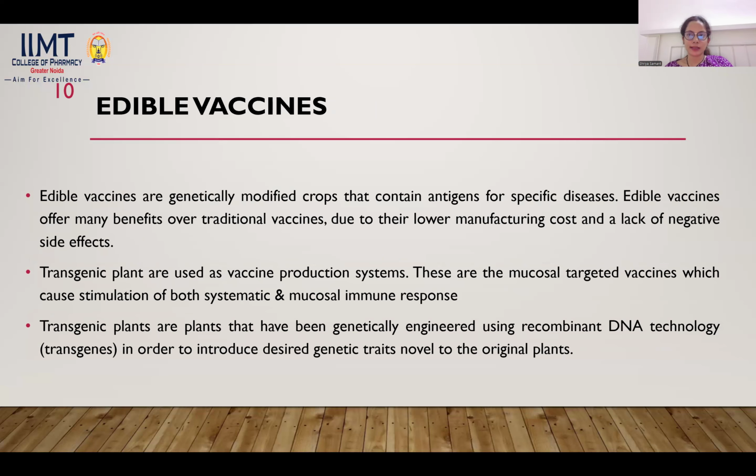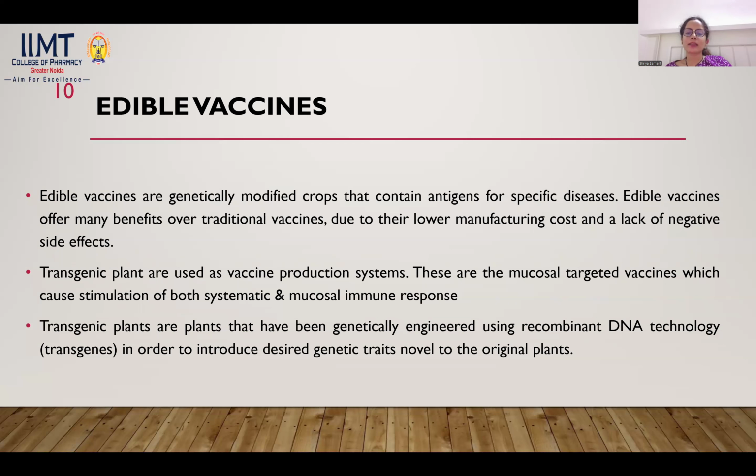Moving on to the next slide is edible vaccine. Edible means what we can consume through the oral cavity; whatever is eatable is edible. So edible vaccines are genetically modified crops that contain antigens for a specific disease. Edible vaccines offer many benefits over traditional vaccines due to their lower manufacturing cost and the lack of negative side effects. Transgenic plants are used as vaccine production systems. These are mucosal targeted vaccines which cause stimulation of both systemic and mucosal immune response.